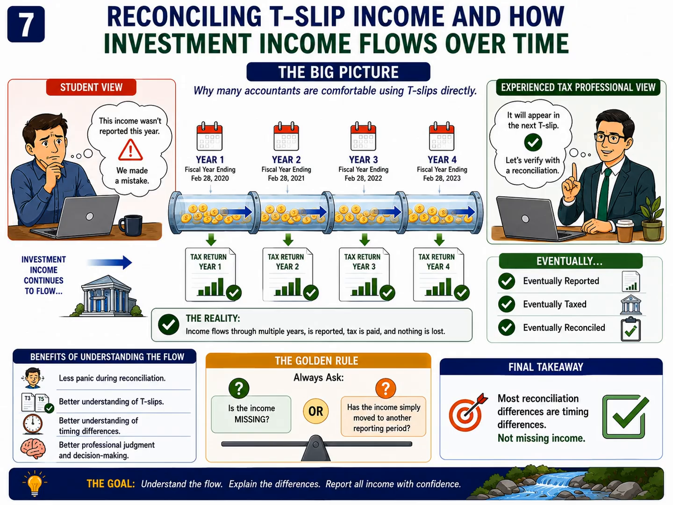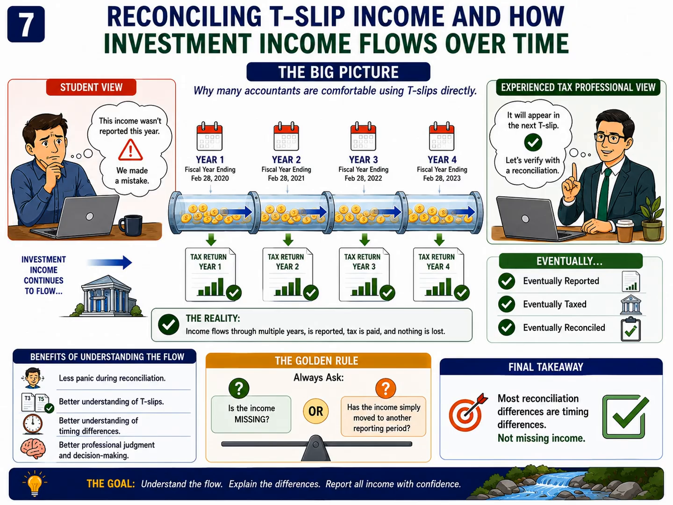And that's a perfectly natural reaction. But experienced tax professionals usually see the situation differently. Instead of immediately assuming that income has been omitted, they ask a different question. Has the income actually disappeared, or has it simply moved to another reporting period? That question is at the heart of professional reconciliation.